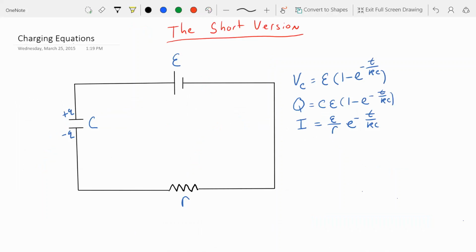So if you're just here for the equations, here you go. The voltage of the capacitor versus time, the charge of the capacitor versus time, and the current flowing in the circuit versus time.